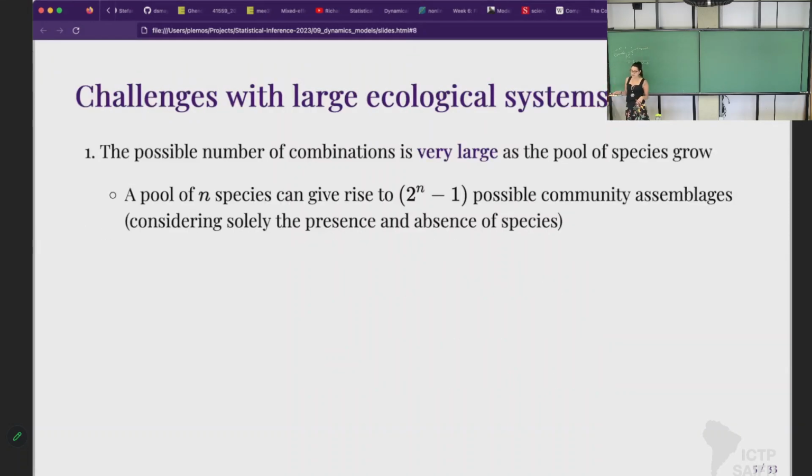But working with these large ecosystems also comes with a lot of challenges, and one of them is that the possible number of combinations that you can have from a pool of species is very, very, very large. If you're running an experiment where you're interested in species richness and ecosystem functioning, and you have a pool of 10 species, you have 2 to the n minus 1 possible combinations of different species that you can put together. I grew all of them by themselves, I grew A and B together, I grew A and C. So you have this enormous amount of possible combinations, and it's very challenging for researchers to understand which combinations they need to perform in order to get a better understanding of how the system works.